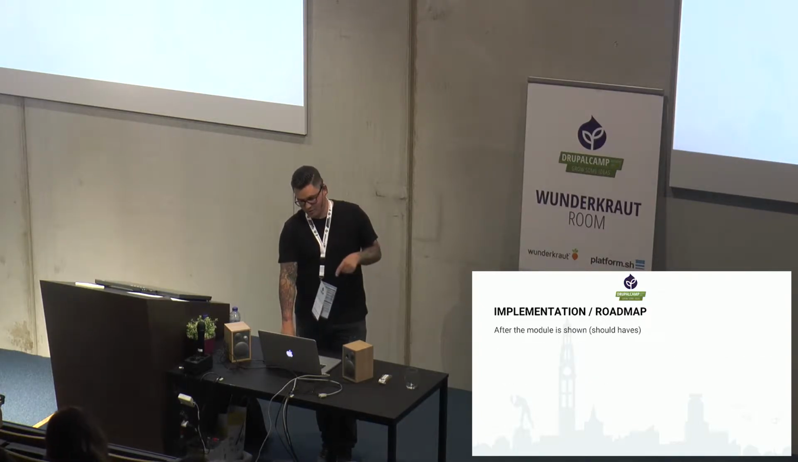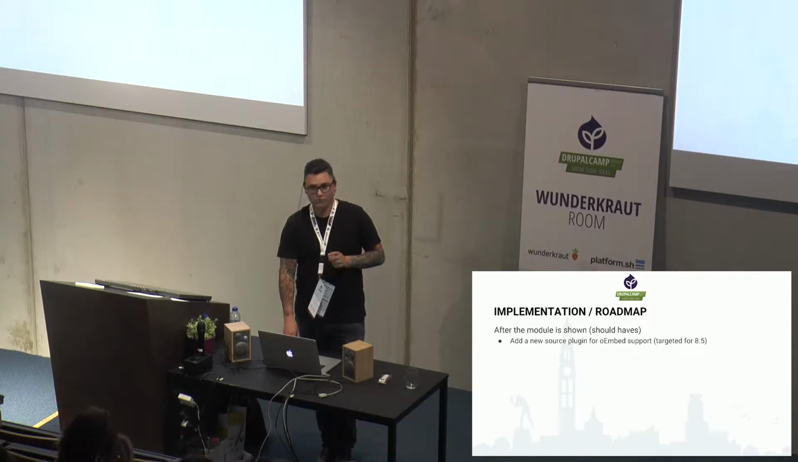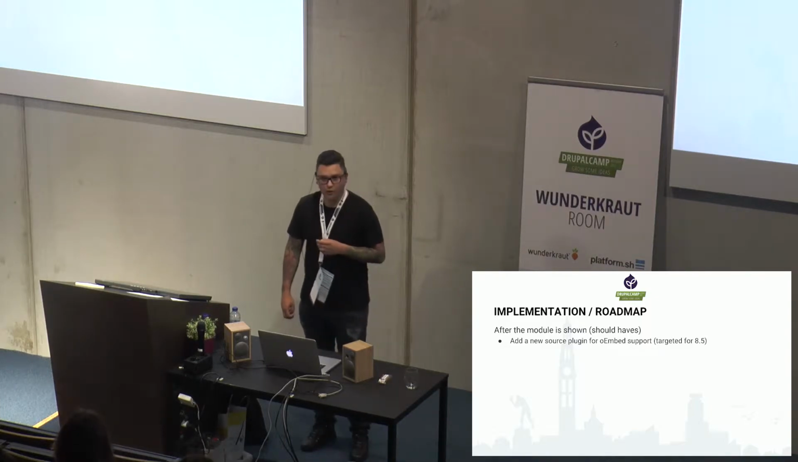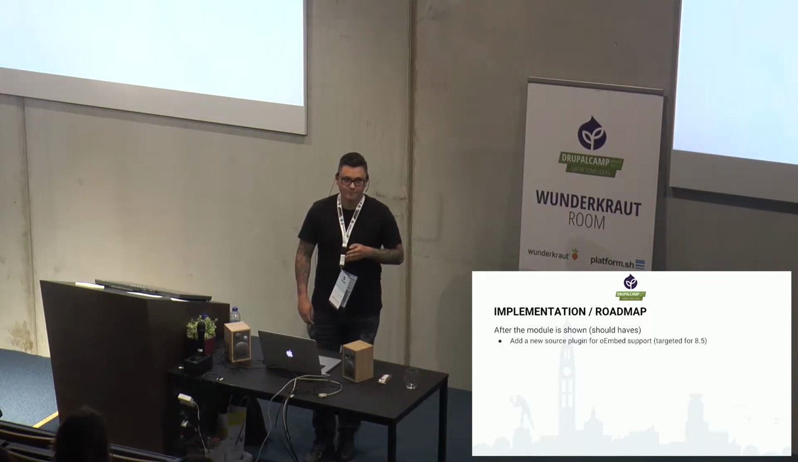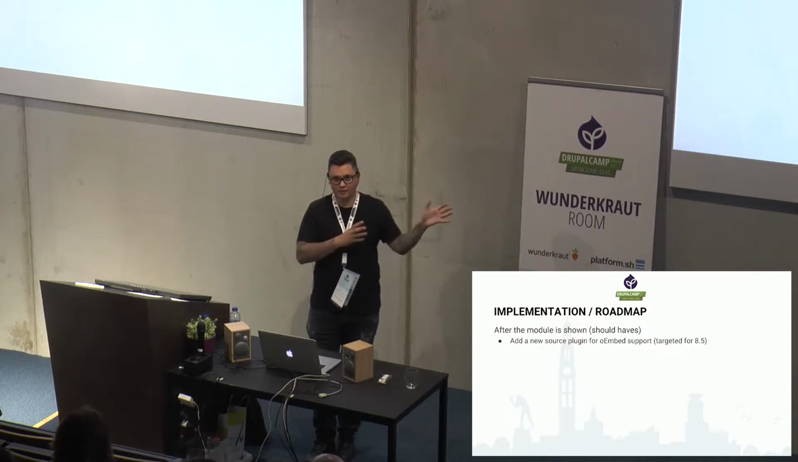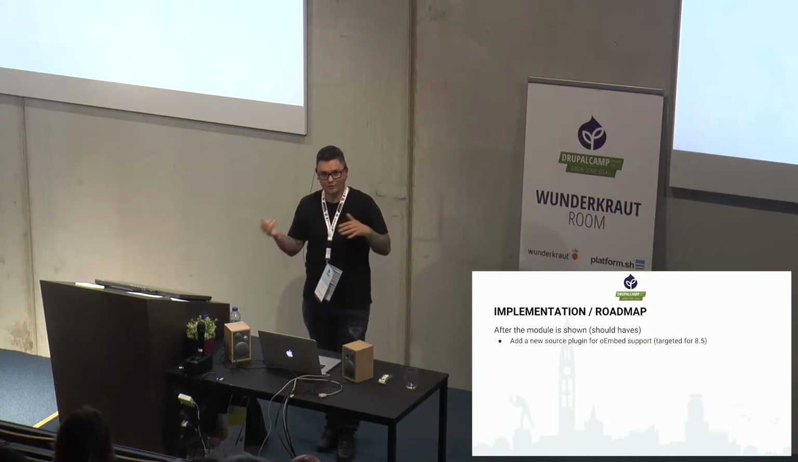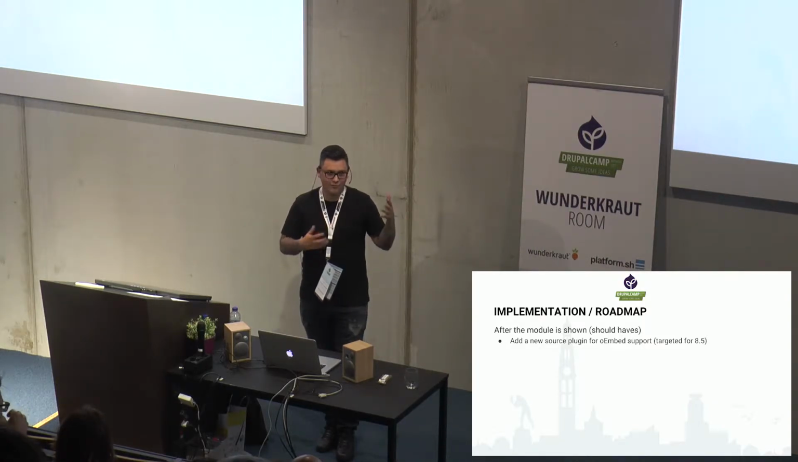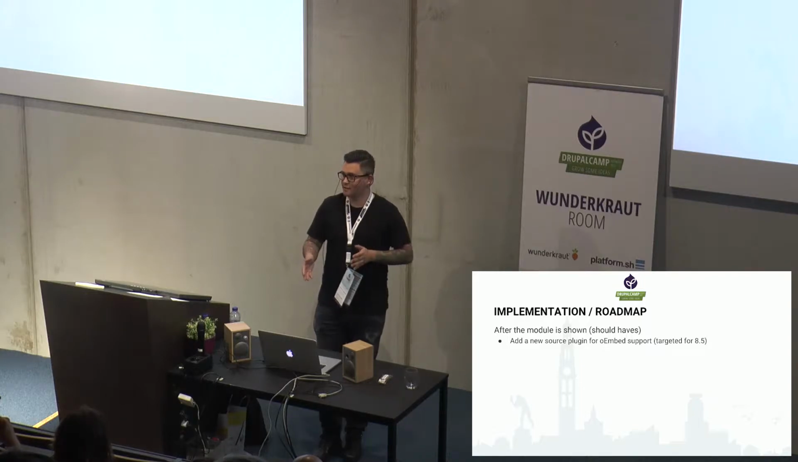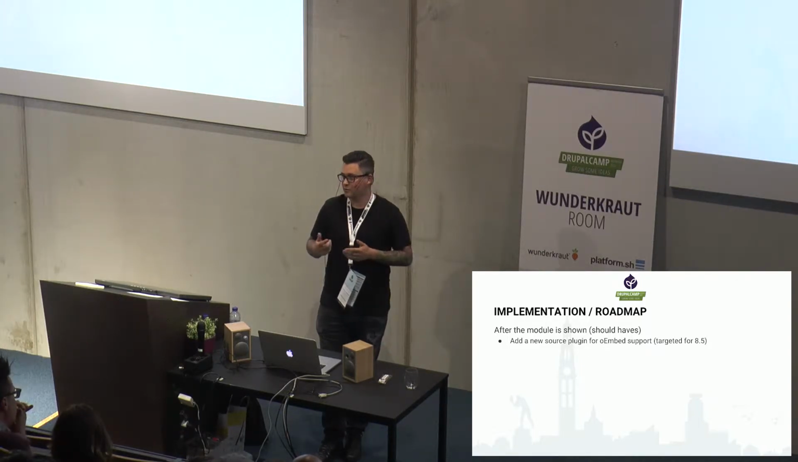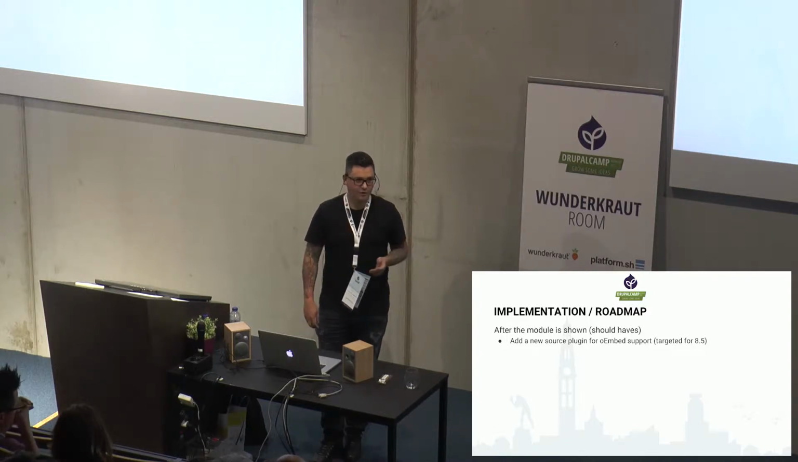Then after the module is shown, there's a bunch of should-haves. A new source plugin for Embed Support. We targeted this for 8.5. Now you have one targeted for 8.6, and a could have that's targeted for 8.5. So why is that? Well, basically this is less complex, and there's already a lot of work being done on it by 8.5.